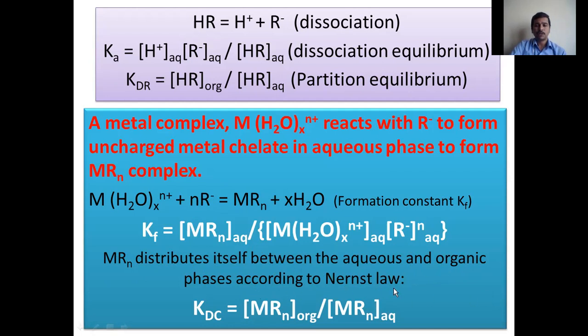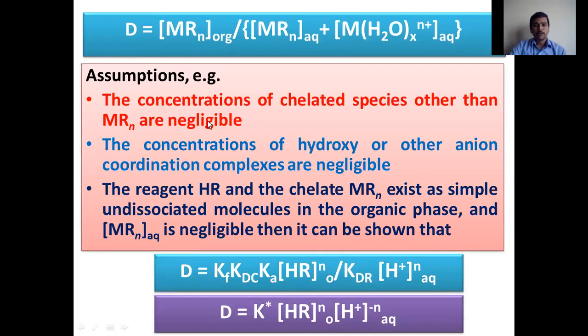So if you use Nernst's partition law, MRn will distribute. Therefore, the partition coefficient of MRn, that is KDC, C indicating the complex, is equal to the concentration of the uncharged metal chelate MRn in the organic layer divided by the concentration of the uncharged metal chelate MRn in the aqueous layer. You can write this in accordance with Nernst's partition law. So we know that in place of KD, we can write D.